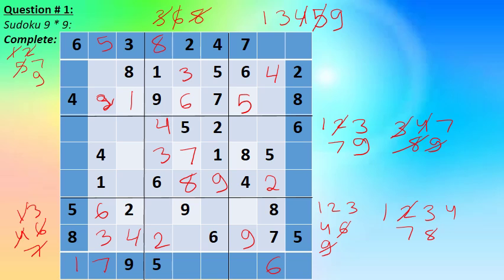Now the next box, yes, Ala. 5, 6. 2. How many choices does 2 have?